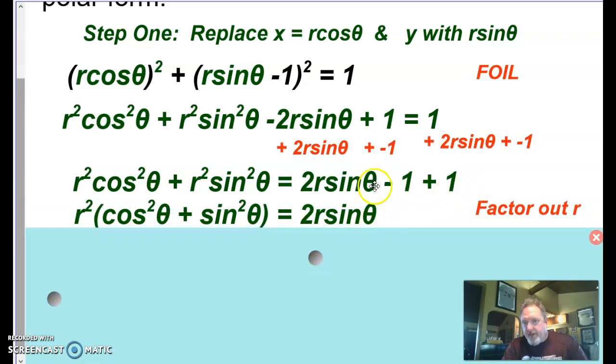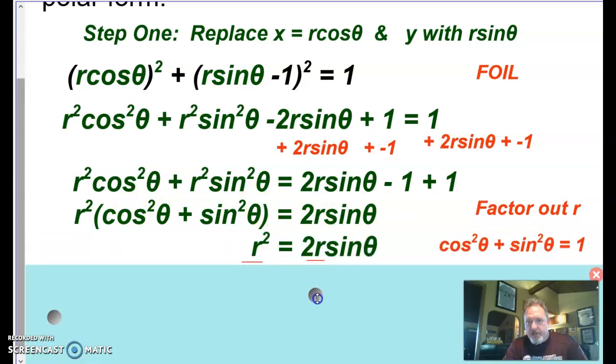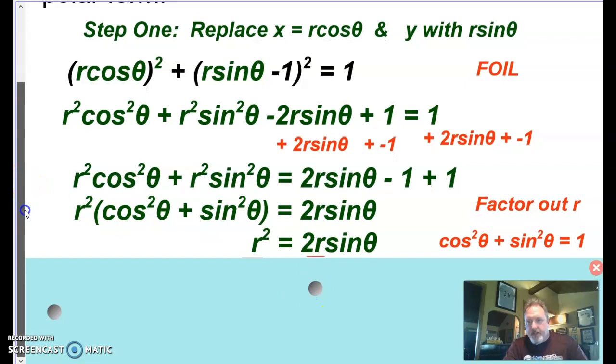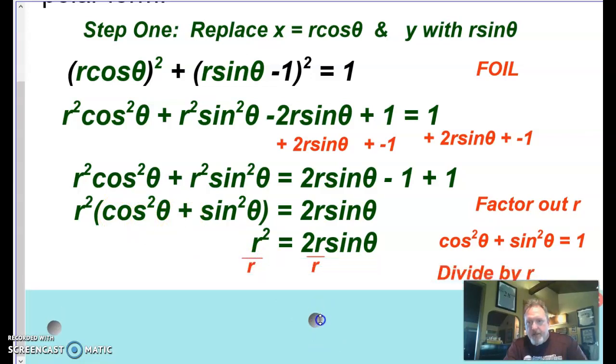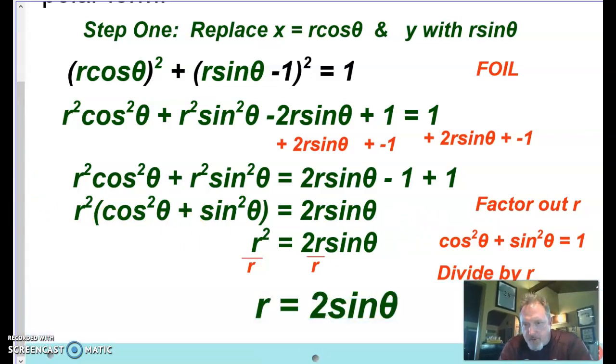I can factor an r out of both sides. So I can take an r out here. In fact, I can take r squared out here. I can factor an r out of here. So I'm going to take an r out of both sides, and that's going to give me this. And what do we know? We know that cosine squared plus sine squared is 1. So right there I replaced that with 1. That's how we got r squared here. Now we'll divide that r out. And so I get r equal to 2 sine theta.